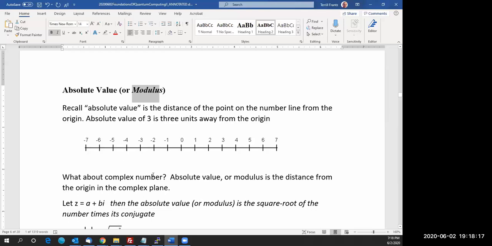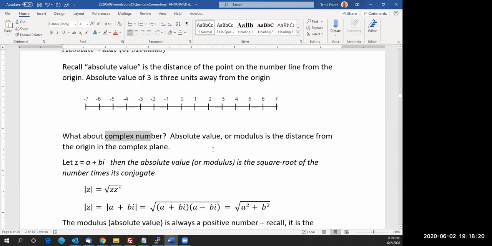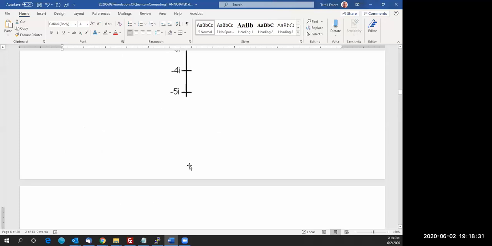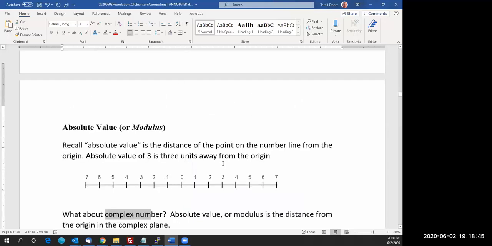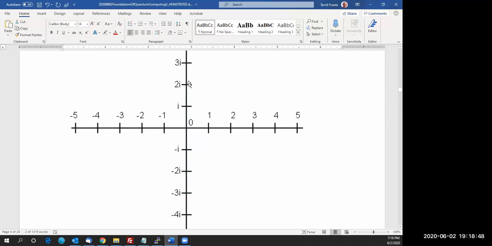Now, what about a complex number? Well, it's essentially the same thing in that it's the absolute value, or the distance from the origin, but in the complex plane. The origin for a real number line is here, and the origin for a complex plane is also right there at 0, 0. So the question is, how far is that point, distance-wise, to 0? If it was over here, minus 5 plus 2i, what is this distance right here?